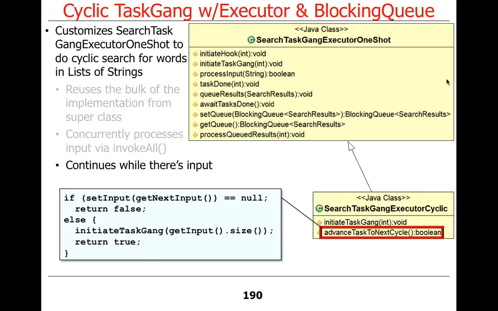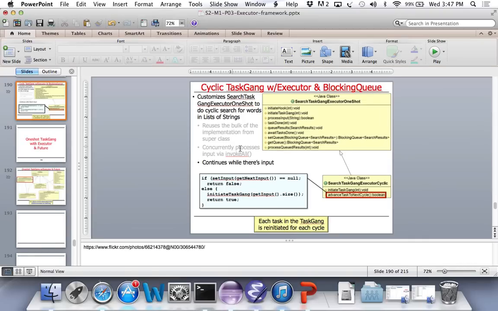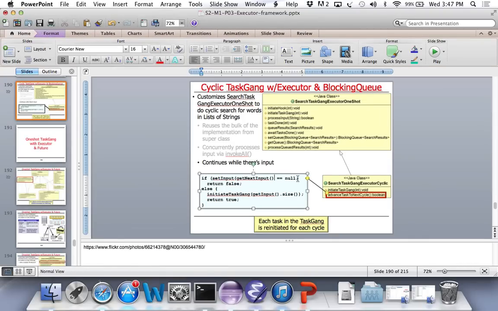And then, since this is cyclic, when the main thread has to check if we're going to keep going, we see if there's any more input. And if there's no more input, then we go ahead and return false, except I have a syntax error there. Let's see. That looks a little better.